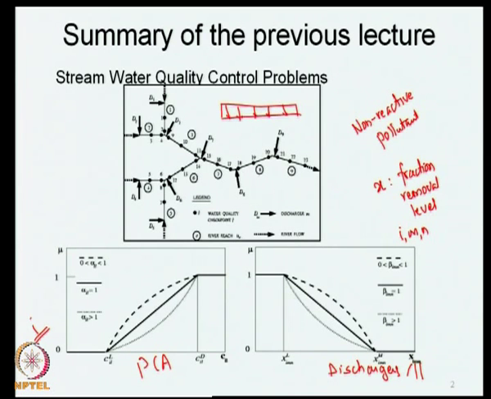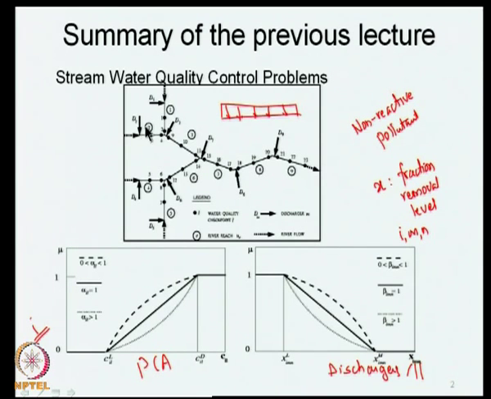There is another aspect here. We are actually making decisions on the fraction removal levels x. The x at any particular location here, for example, at discharger number 1, we may determine x1 for a given I and n. This will determine the water quality at a particular location, or this decision will have an influence on the water quality at any given location.